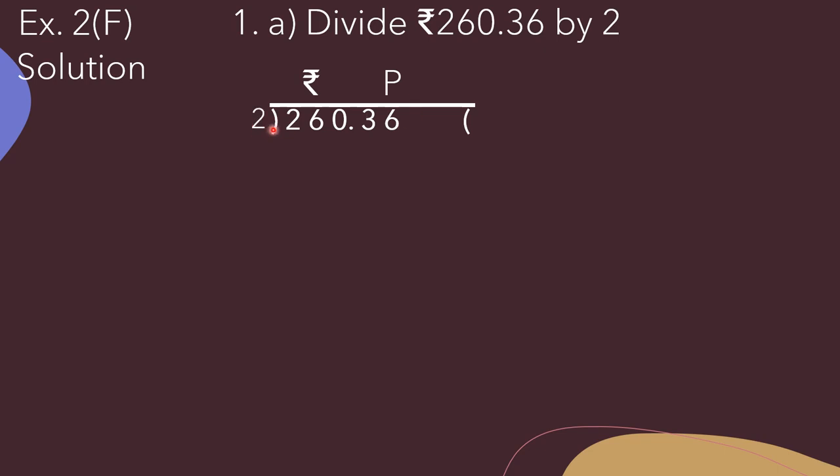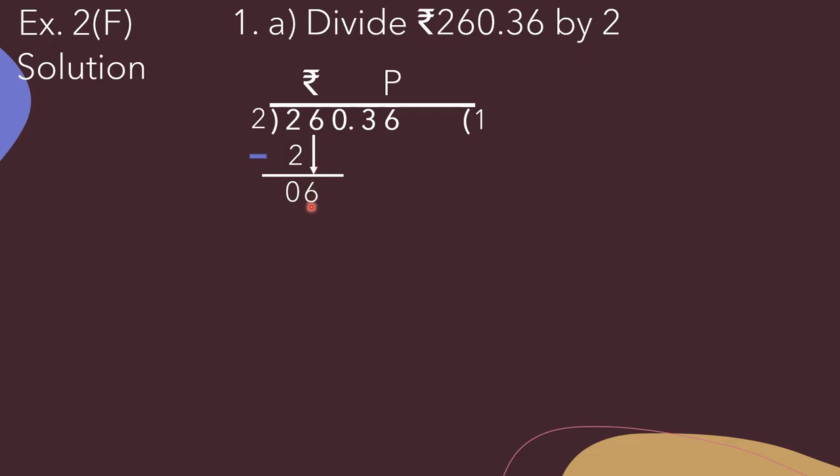So let's start from our left hand side. So 2 divided by 2 is equal to 1. Here at quotient place we will write 1 and 2 below 2. Now we have to subtract. So 2 minus 2 is equal to 0. Now we will bring down this 6.